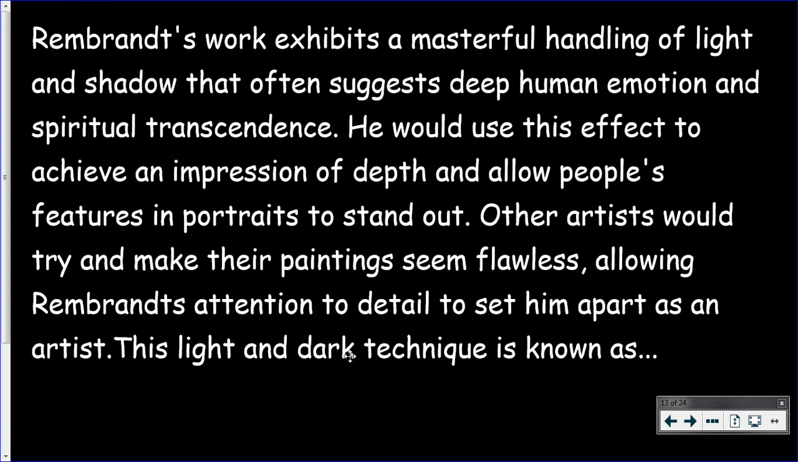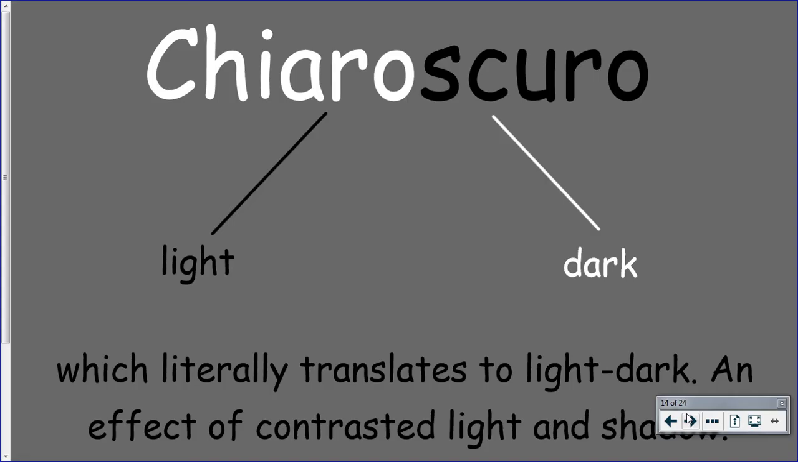Like I said, other artists, especially people who painted portraits of others, would try to make their skin look flawless, not including all the lines on their face. But Rembrandt used this to his advantage. He drew every single line on people's faces, and he used that chiaroscuro effect to really show the detail in his pictures. So chiaroscuro: light, dark, basically shading.